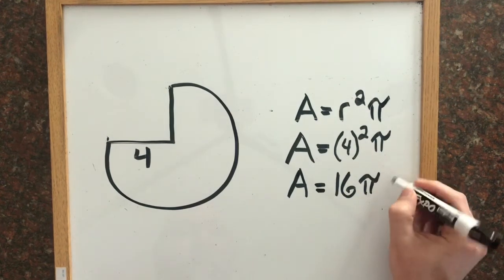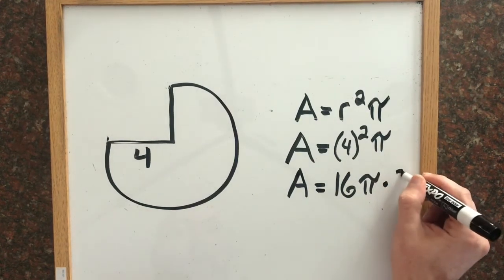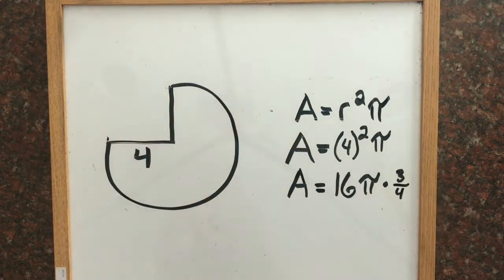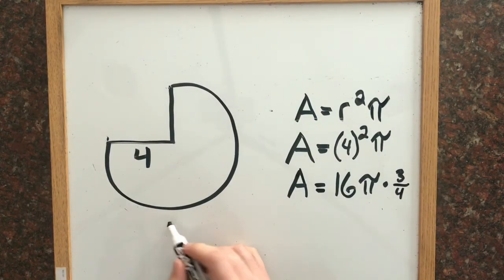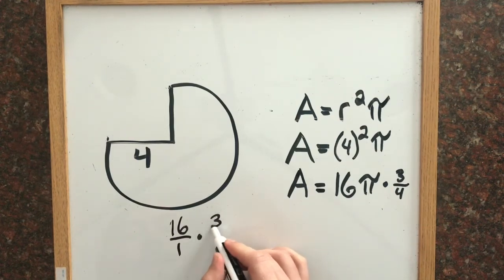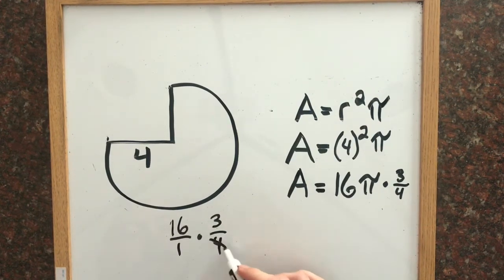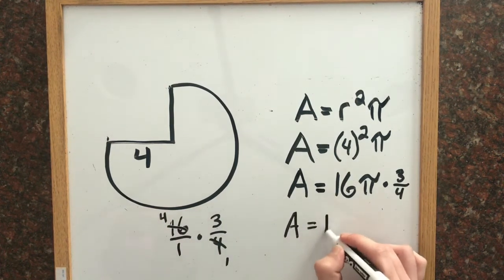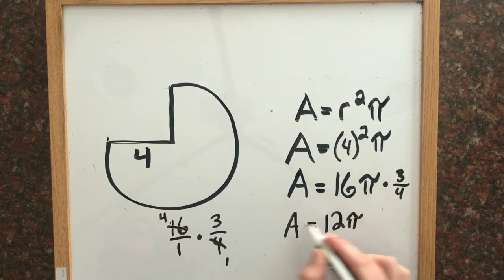So let's go ahead and multiply the area that we got for the whole circle by 3/4. Multiplying by fractions, take your whole number, 16 over 1, multiplied by 3/4. You can cross simplify, and 4 times 3 is 12. So the area of the partial circle is 12 pi.